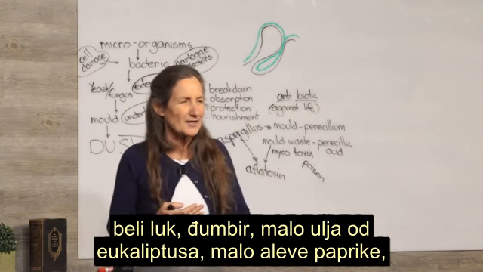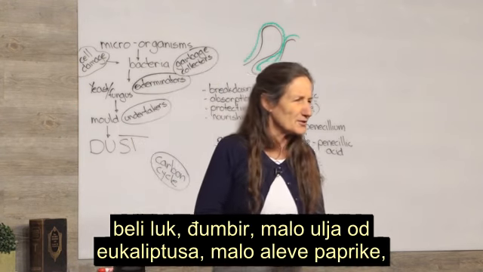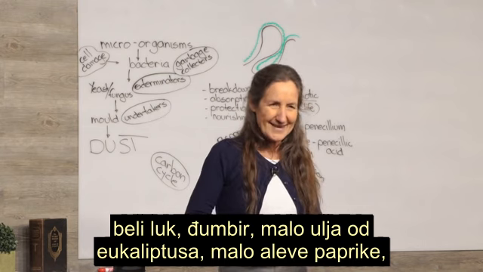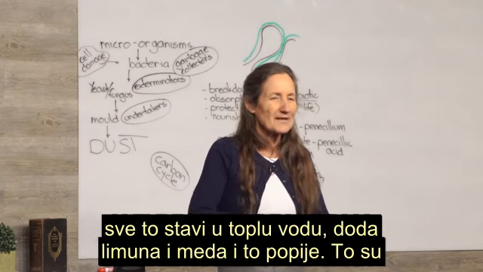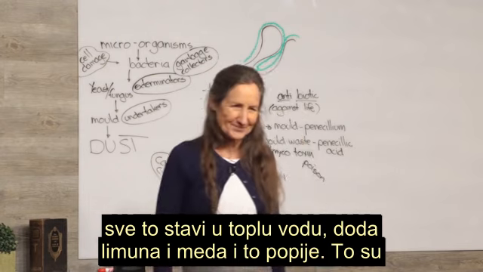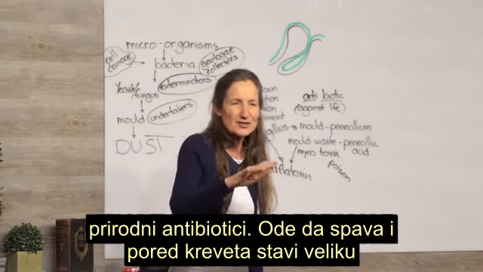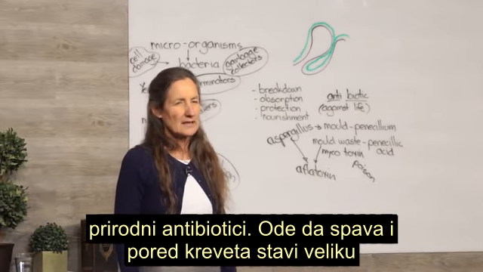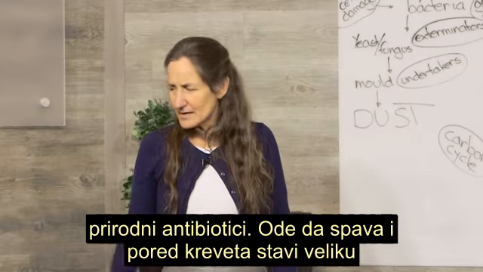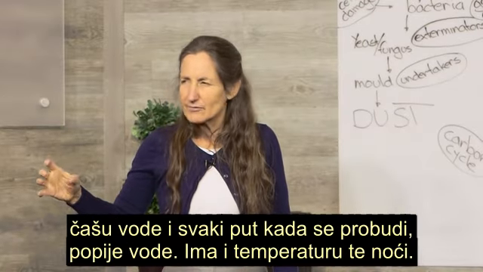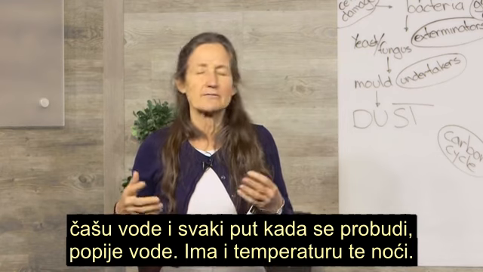He has what we call a flu bomb. He crushes garlic, ginger, a bit of eucalyptus oil, some cayenne pepper, puts it in some hot water with lemon and honey, and drinks that down, nature's natural antibiotics, and he goes to sleep. He has a big glass of water by his bed. Every time he wakes up, he drinks more. He has a bit of a fever that night.